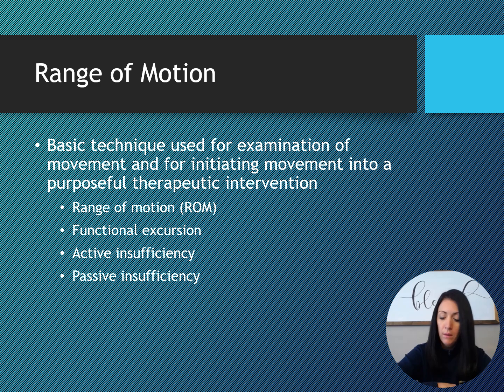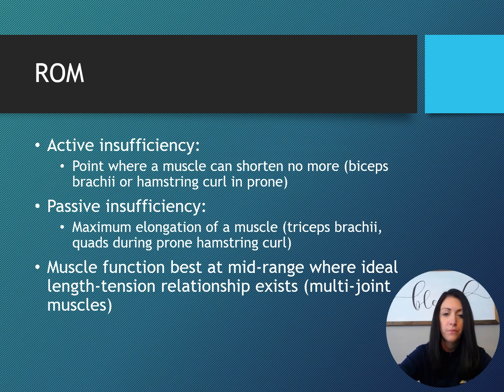So when we talk about all these different terminologies on here, we'll talk about active and passive insufficiency in the next couple of slides too. So for active insufficiency, if you remember, we talked about it before, and for passive insufficiency, this is only going to be for those two joint muscles, so not one joint muscles. So only the muscles that cross two different joints, okay?